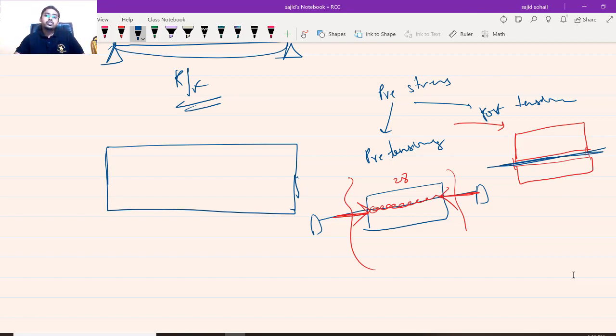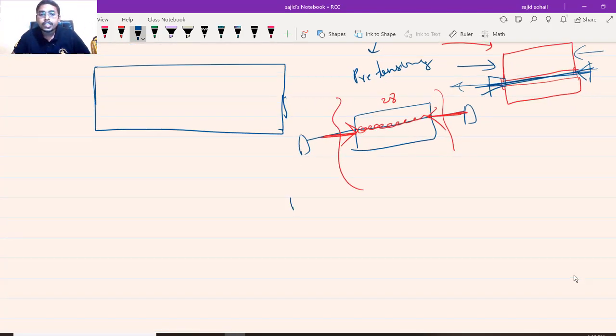Now I am going to stretch it, and I will anchor it. Using the wedges, I will give anchorage. That's it. So what will happen? This will prevent these tail bars from going in, and you will get compressive stresses induced in my concrete structure. I hope it is very clear. This is pre-tensioning and post-tensioning.